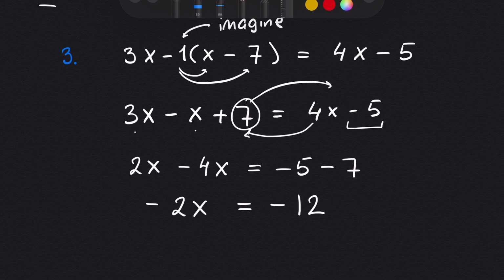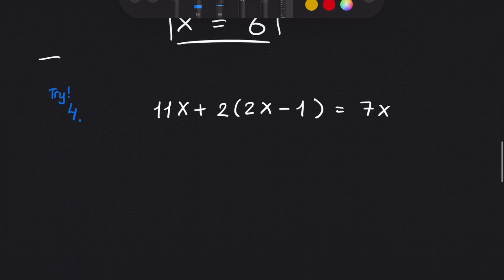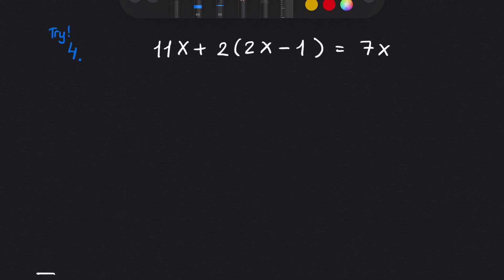Now the last step is to divide by negative 2 in order to get x equals some number. And we're going to end up with 6. And that's our answer. Example number 4. Now try this one on your own. Remember, you won't be that lucky all the time. You won't be getting a whole number in all of your answers. So be careful, okay?